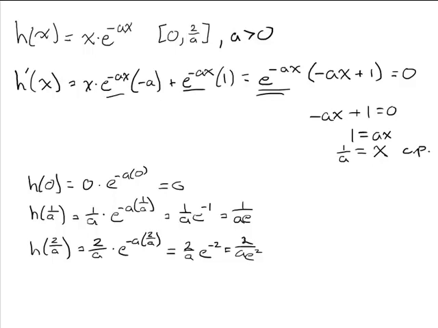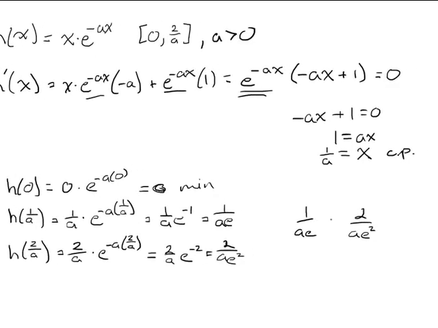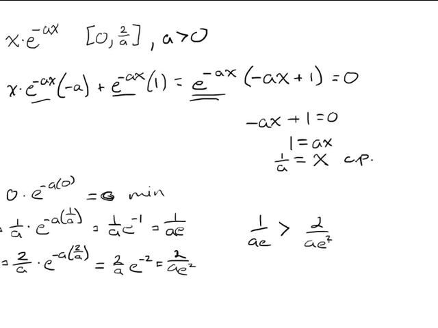So the question is, which of these two is larger? Clearly, a is positive, so these are going to be both positive numbers. So we already know our min is 0, and it happens at x equals 0. So we want to see which one's bigger, 1 over a times e or 2 over a times e squared. Let's assume 1 over ae is bigger than 2 over ae squared. That e squared looks like it might change this.